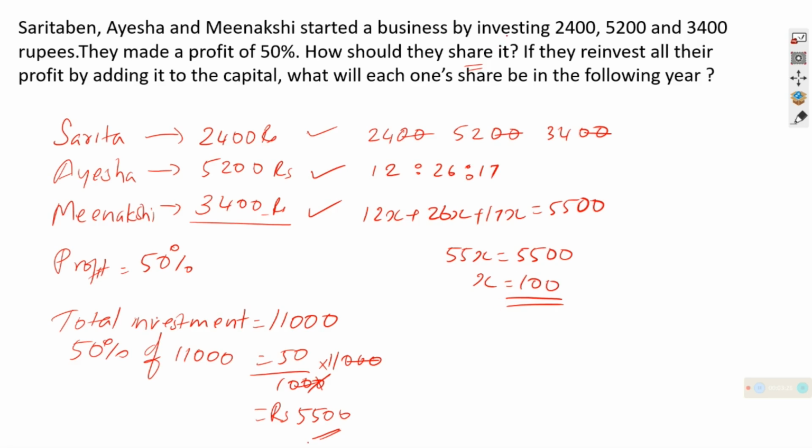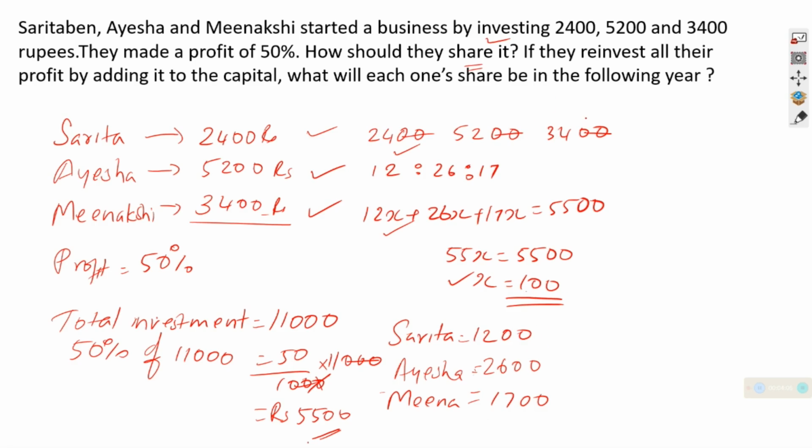The question is, how should they share it? 5500 they should share according to this. That means Sarita Ben will be having a share of 1200, because 12 into x, 12x. And the next one, Ayesha will be having 2600. Then Meenakshi will be having an amount equal to 1700. Total is 5500.